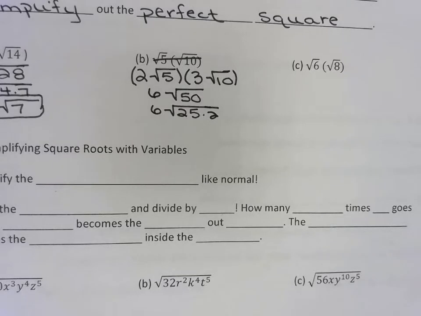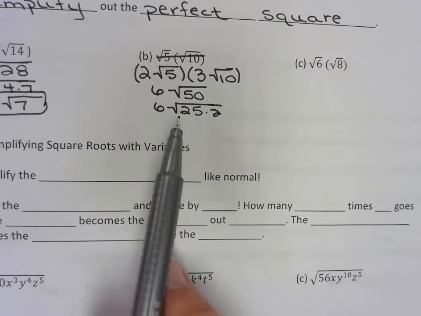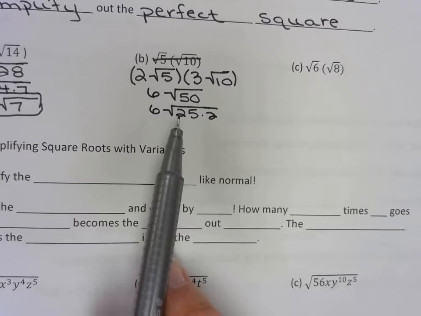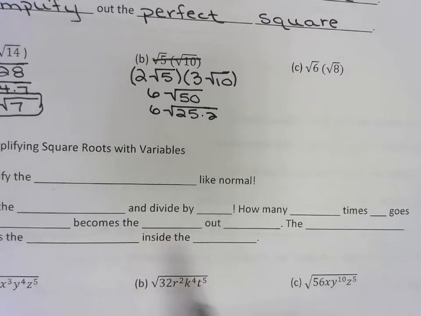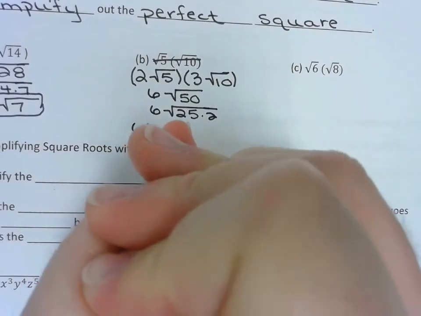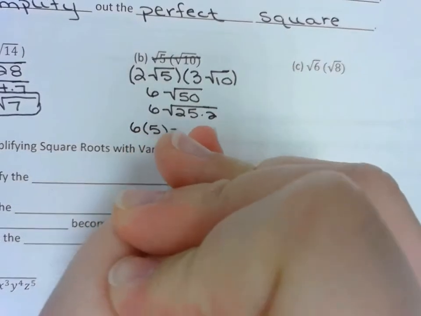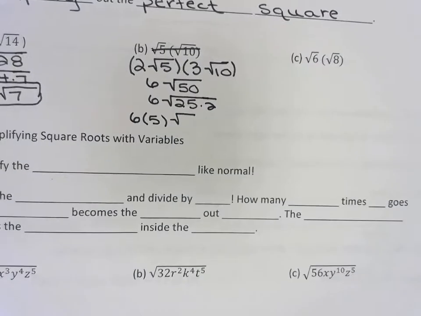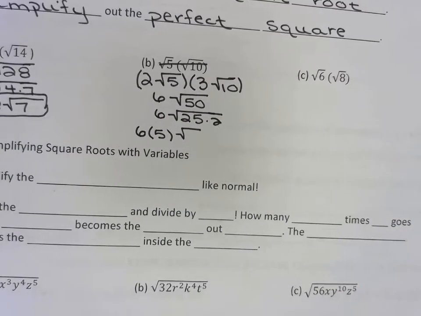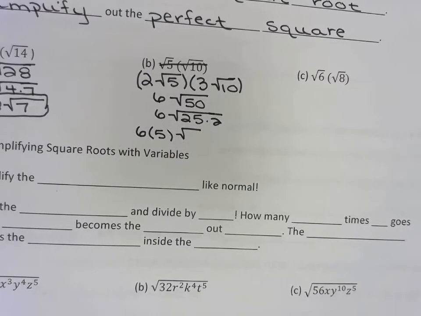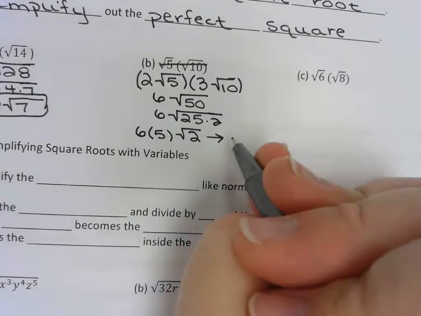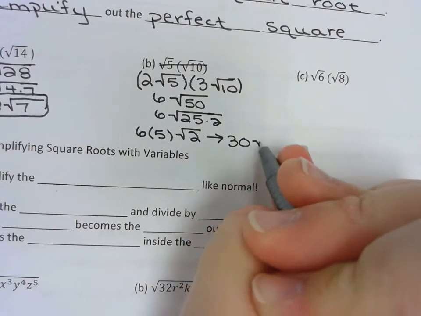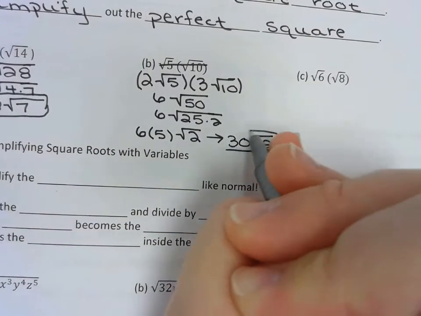What is the biggest perfect square that goes into 50? Okay, now that I have it, let's simplify. What is the square root of 50? Or sorry, what is the square root of 25? 5. I bring it out front. I already have a 6 there, so I just multiply the 5 and the 6. So when you bring that square root of 25, or the 5, out front, you multiply by the 6 that's already out there. And then I just have a square root of 2 underneath there. So it's just 30 square root of 2.